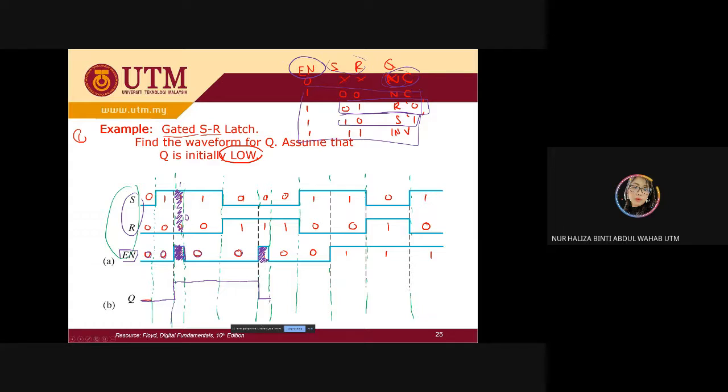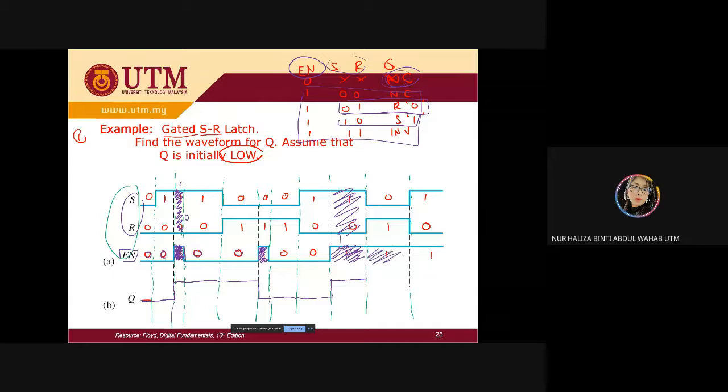Here, the next one is 1, the next one is 0. 0 means no change. 0 means no change. And then suddenly you meet another one here. For this one you need to refer to the input, 1, 0, as a 1, until this dotted line first.